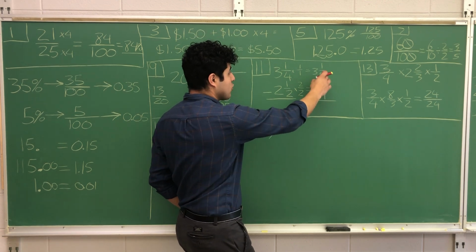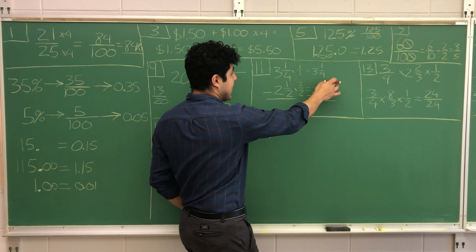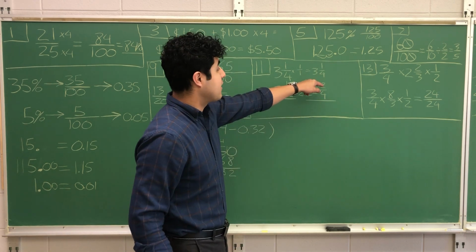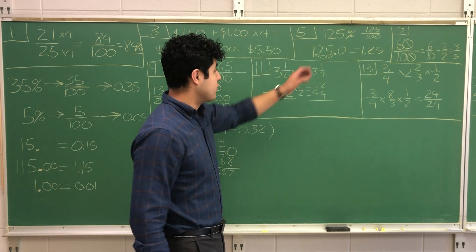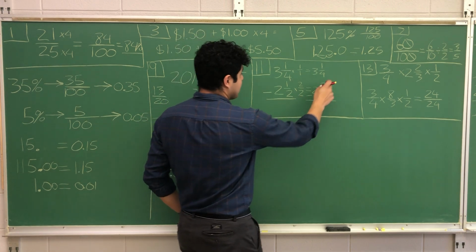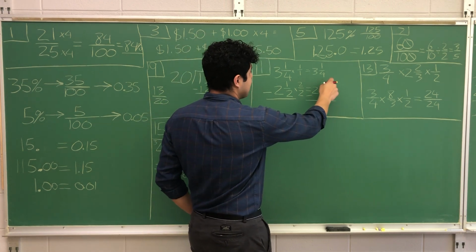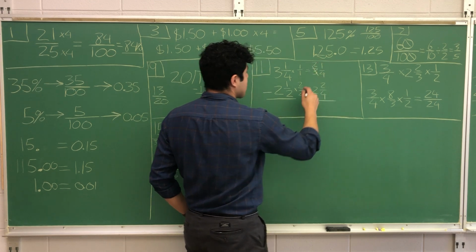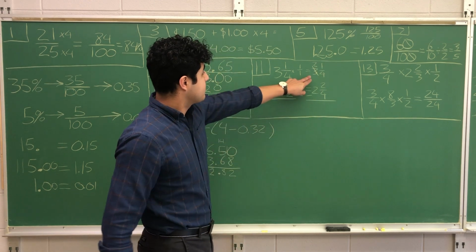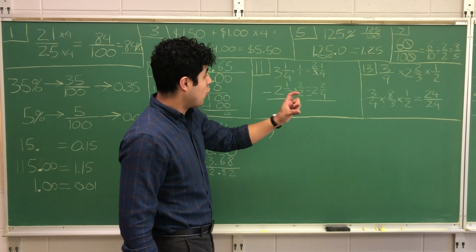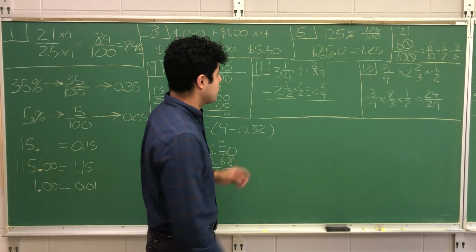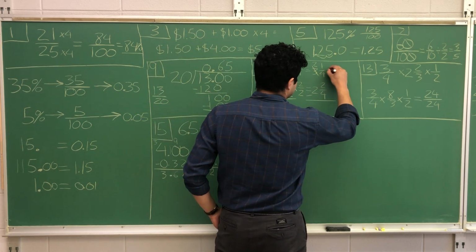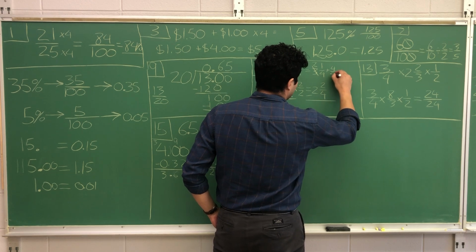When subtracting and adding, we're only looking at the numerators. Now that they have a common denominator, we're only focusing on the numerators. Because it's a subtraction problem, I can't take away 2 from 1, so I need to borrow from the 3, make it a 2. Now, I'm borrowing a whole in fraction form. What does that mean? That means I'm borrowing 4 over 4.